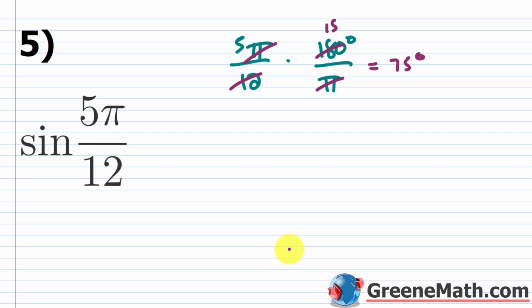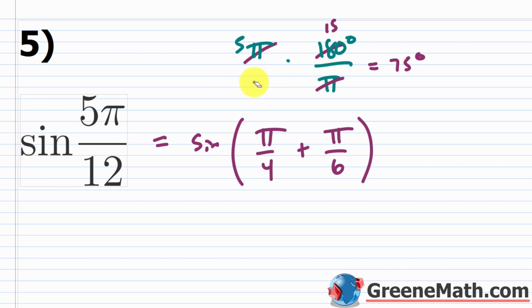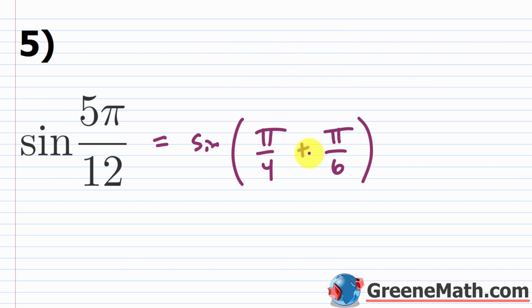So you could break this up using two angles from the unit circle, something like 45 degrees and 30 degrees. With 45 degrees, it's pi over 4 in terms of radians, and with 30 degrees, it's pi over 6. So you could say this is the sine of pi over 4 plus pi over 6. Some of you don't need to do that step, some of you do. It's just an extra step if you need it.